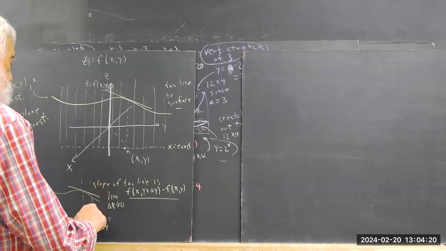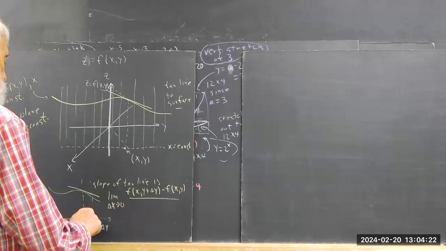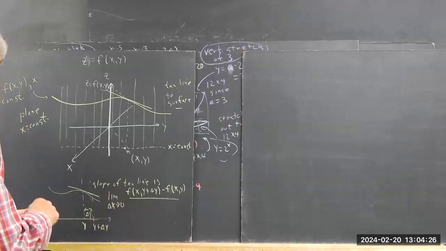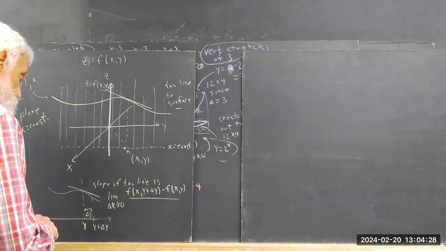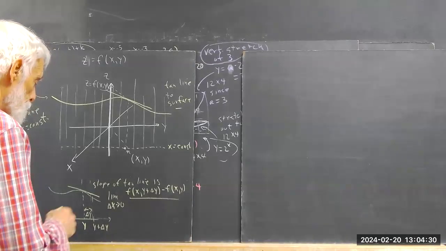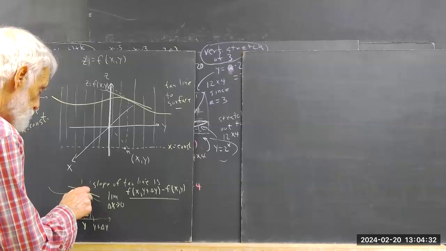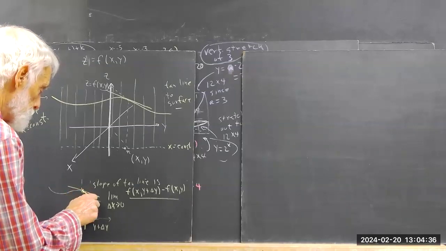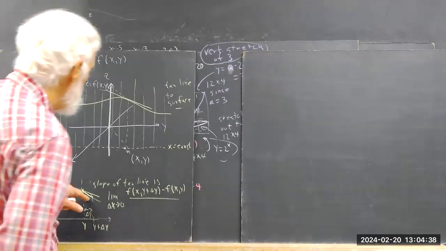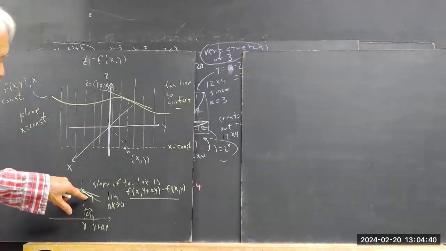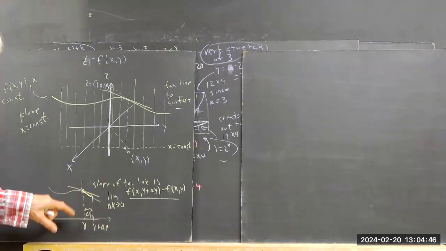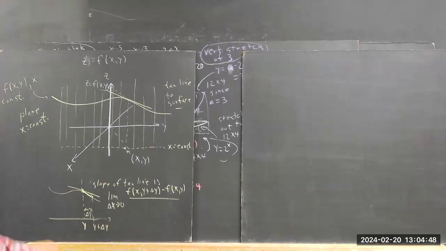And of course, this distance here is delta y. So we have this point and this point and a secant line from here to here. Okay. Now the secant line differs from the tangent line, but the closer delta y gets to 0, the less and less it differs.